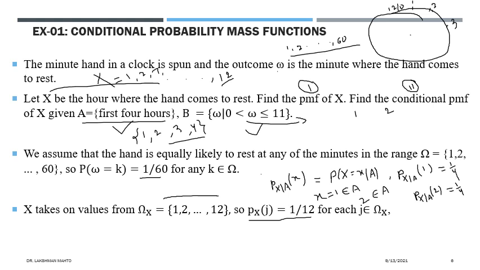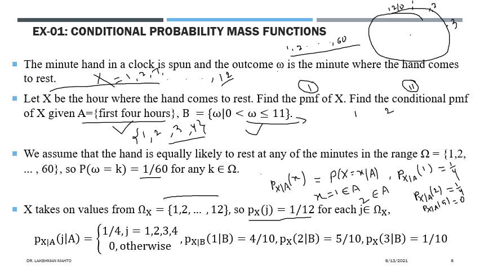So in that case, the conditional probability mass function for 5 given A would be 0, because we don't observe 5 in A. That means there is no common occurrence of 5 and A together, so a null set kind of thing is happening. The probability would be 0, and the conditional probability for 6 would also be 0, 7 would be 0, for 8 also 0, 9 also 0, and for 12 also 0.